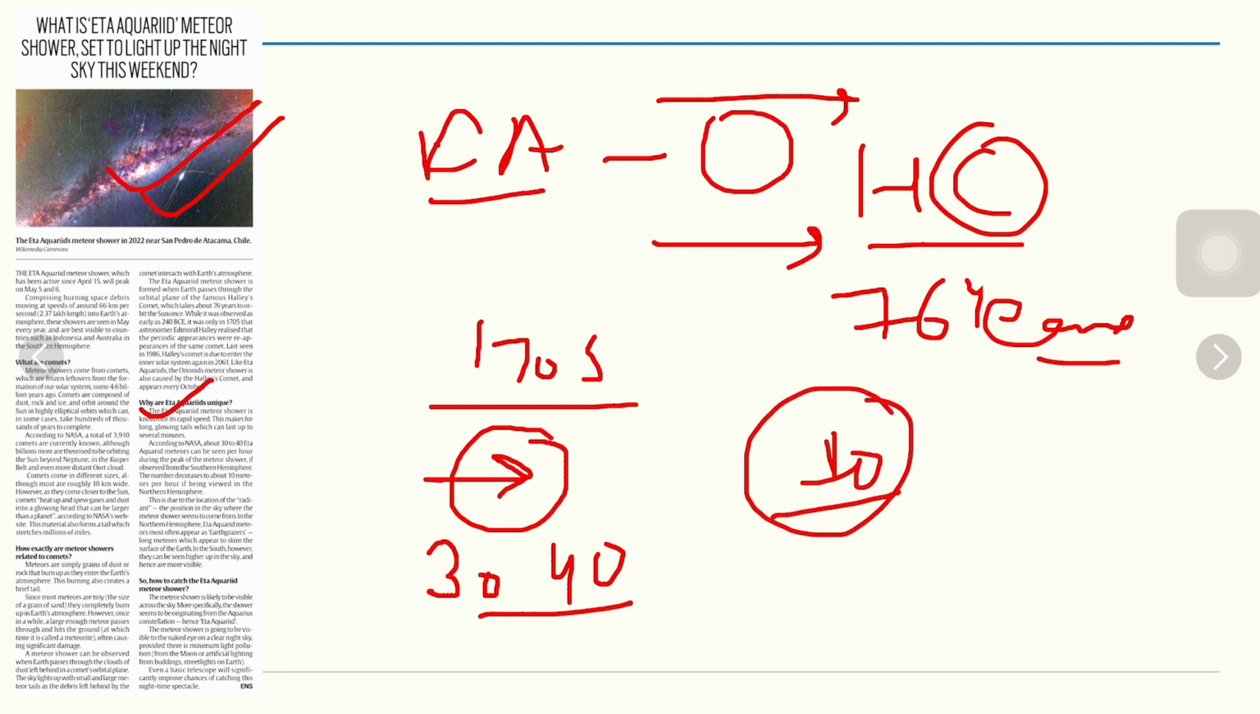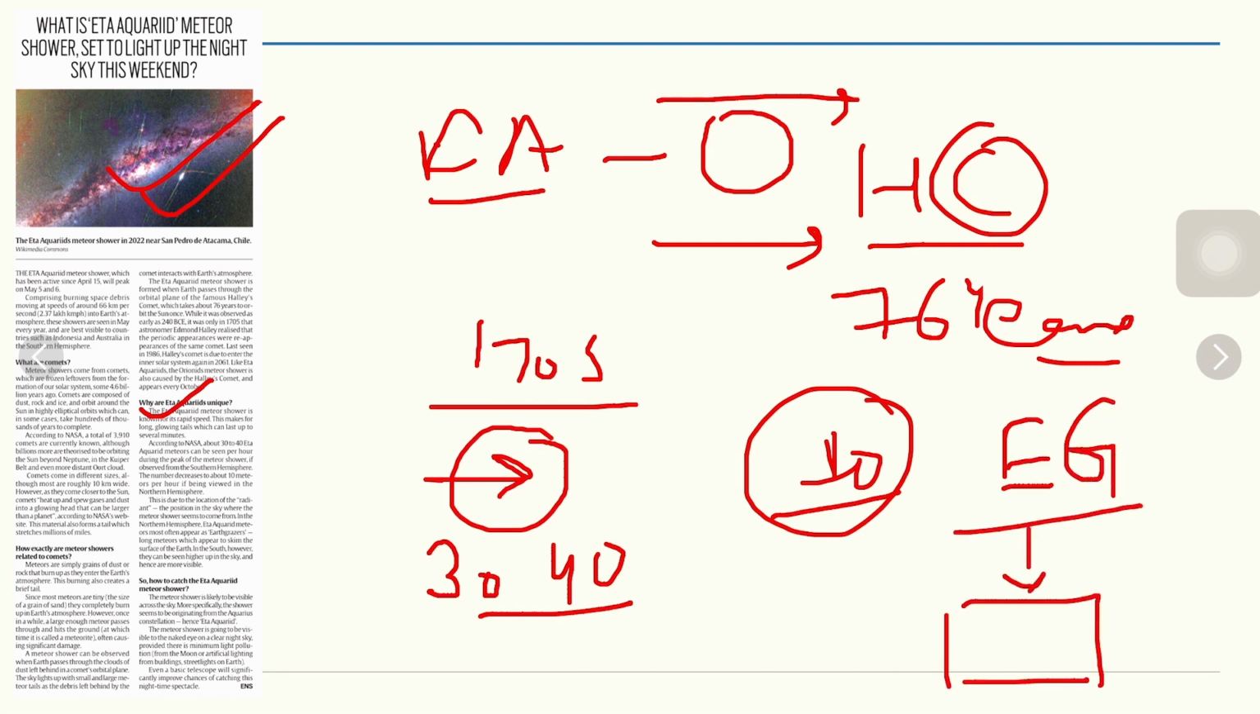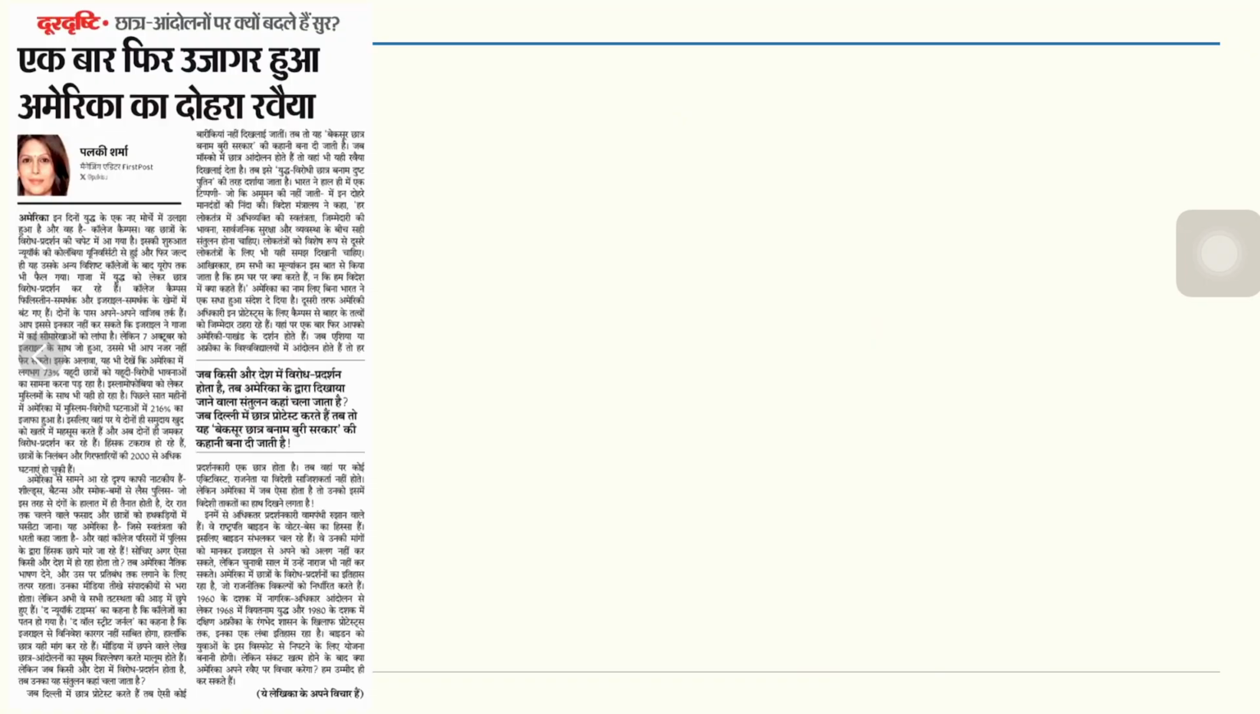This is due to the location of the radiant, that is the position in the sky where the meteor shower seems to come from. In the northern hemisphere, Eta Aquariid meteors most often appear as earth grazers, long meteors which appear to skim the surface of the earth. So that is what the Eta Aquariid meteor shower is about, what comets are, and how it all works.